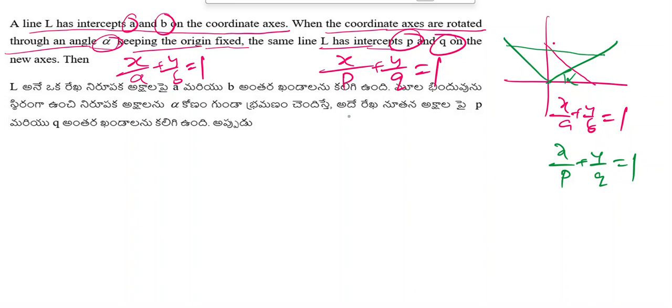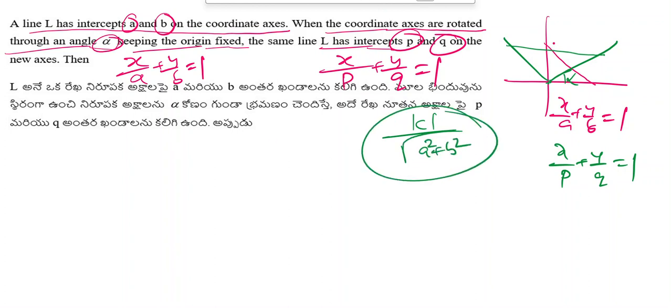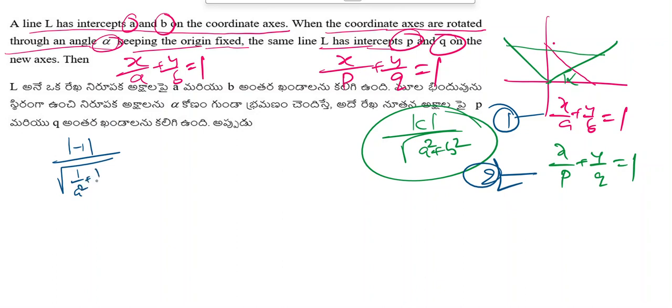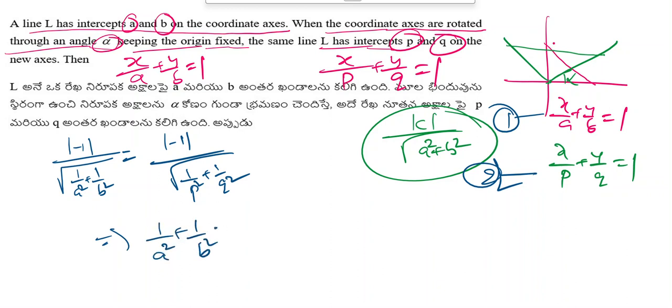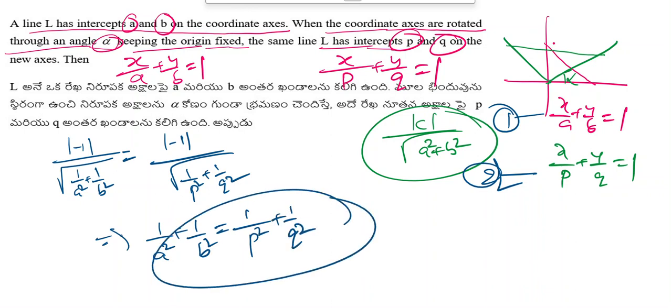That means the distance from the origin, this is the formula, mod c by square root of a square plus b square. Applying this formula to both lines, the distances are equal, that means modulus of minus 1 by square root of 1 by a square plus 1 by b square is equal to modulus of minus 1 by square root of 1 by p square plus 1 by q square. Equating denominators and squaring on both sides, 1 by a square plus 1 by b square is equal to 1 by p square plus 1 by q square. This is the final answer.